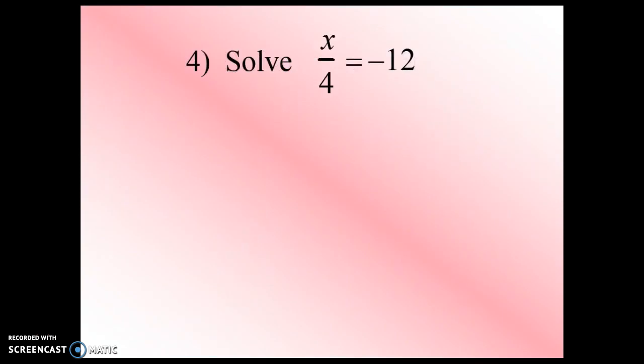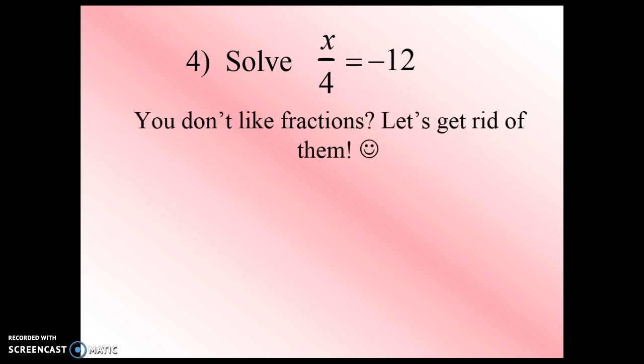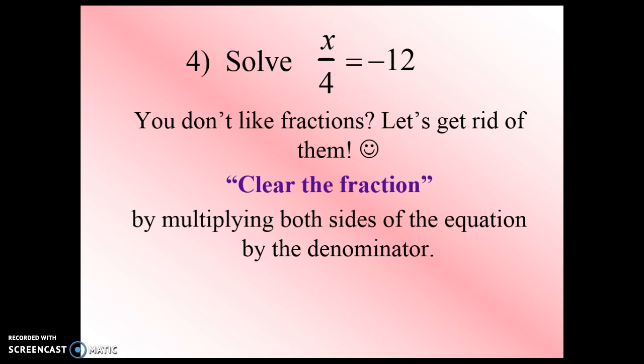Moving on. We are looking at a problem with a fraction in it: x over 4 equals negative 12. Our basic math operations tell us that a fraction is a division problem. It's another way to divide numbers. So we're re-looking at this problem as x divided by 4 equals negative 12. We don't like fractions. Most students don't like fractions. So let's get rid of these fractions. Well, how are we going to get rid of these fractions? By doing the opposite. We have to clear the fraction. To clear the fraction, we have to multiply both sides of the equation by the denominator, by this 4.